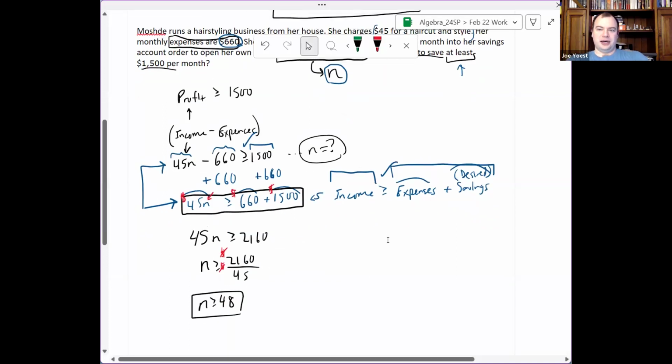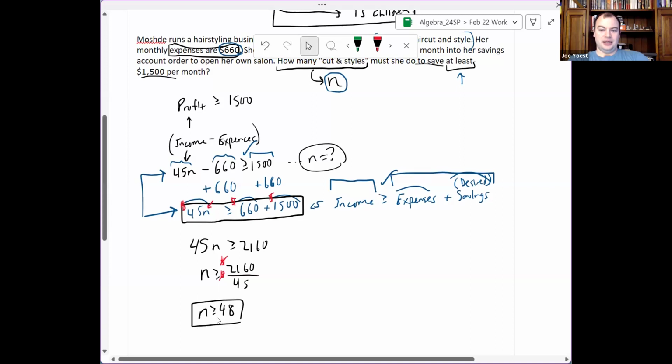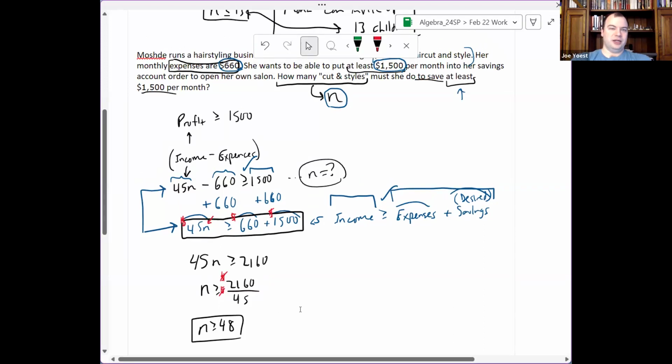I also note that I don't have any decimals here, any fractional components. So my answer wasn't 48.3 haircuts. My answer was exactly 48. So I can just stick with this answer. I can say that she has to do at least 48 haircut and styles this month in order to both pay her expenses and have the desired savings.